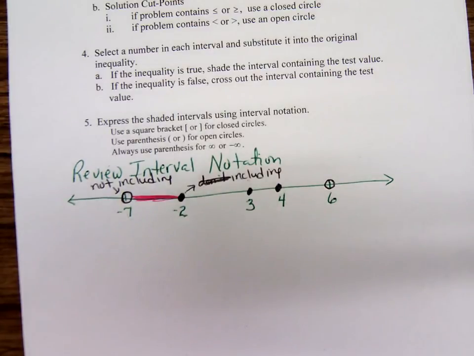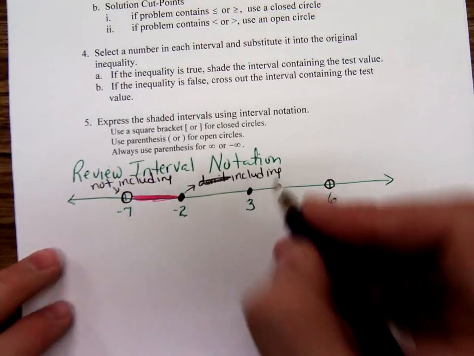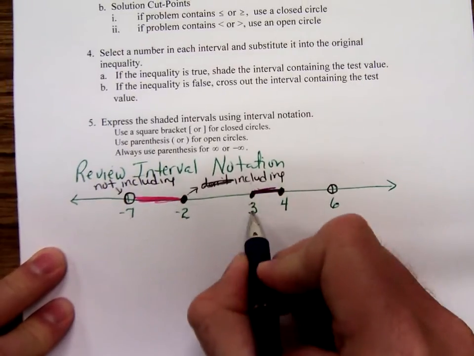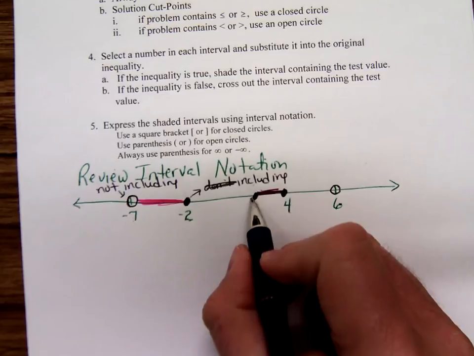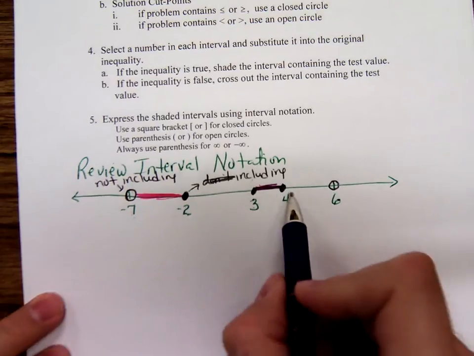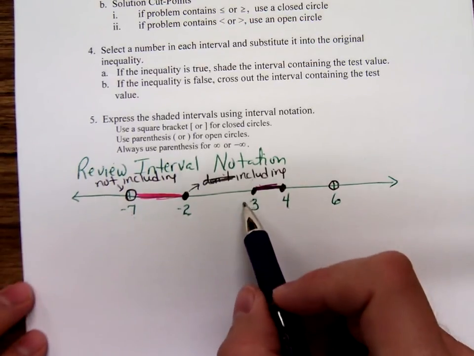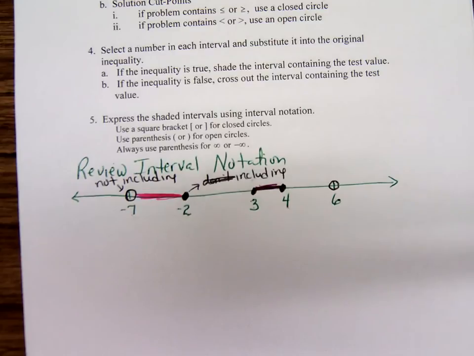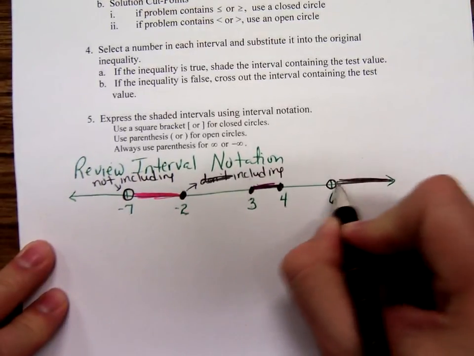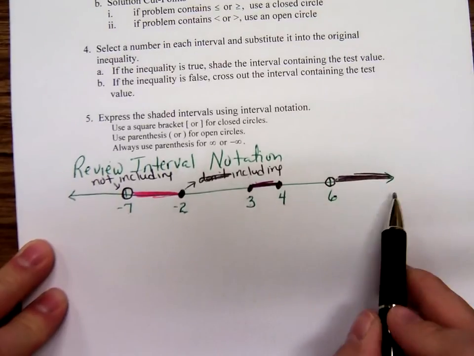And suppose we have a purple interval right here. That would be all numbers between 3 and 4, including 3 and including 4. Sometimes students will say, well, that's just 3 and 4. No, we're not just talking about integers. We're talking about all the real numbers. Imagine all the decimal numbers in between here: 3.1, 3.2, 3.3, and so forth. And then finally, all numbers to the right of 6.